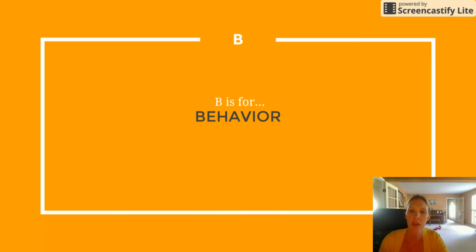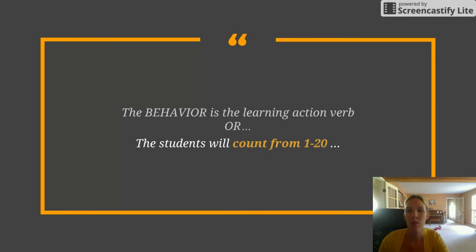The B stands for the behavior. So the second part of your learning objective, the behavior, is the learning action verb. So basically, what are the students going to show you? What are they going to be able to do? In the example that I provide for you here, the students will count from 1 to 20 becomes your behavior. Your behavior is not only the action verb or the learning verb, but it's also the thing that they're demonstrating. So they're counting from 1 to 20.